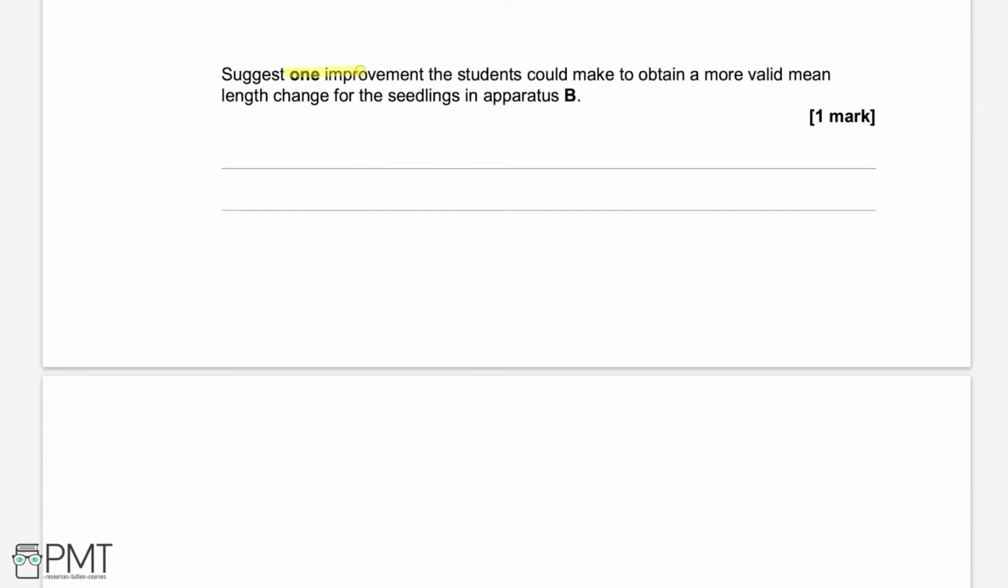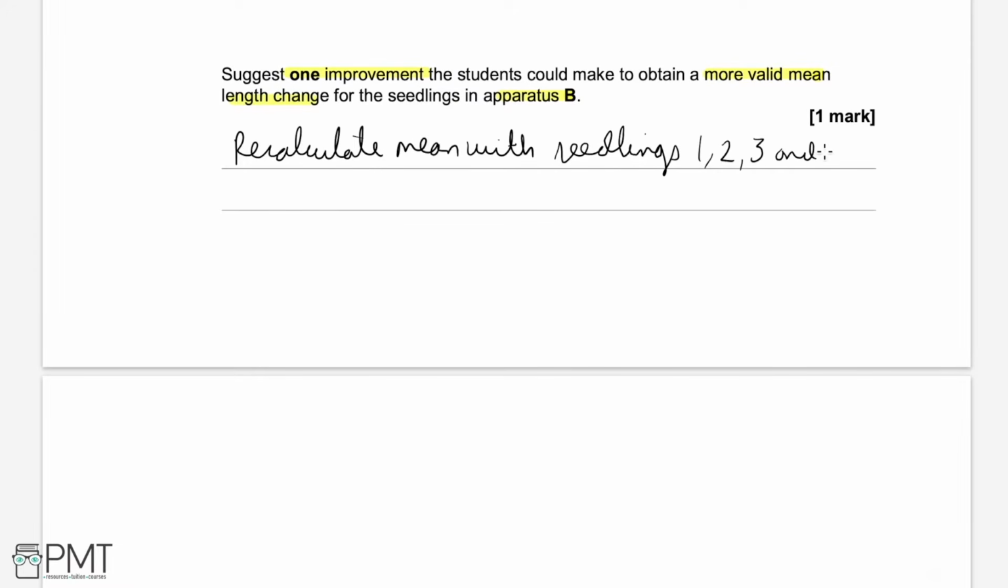Suggest one improvement the students could make to obtain a more valid mean length change for the seedling in apparatus B. Well, as I've just done, first thing you could do is to recalculate the mean without the anomaly. That is, using seedlings 1, 2, 3, and 5 only. Alternatively, you could repeat the experiment and then recalculate the mean.